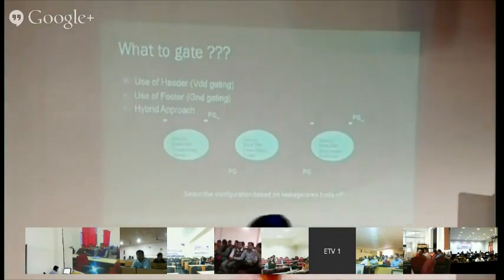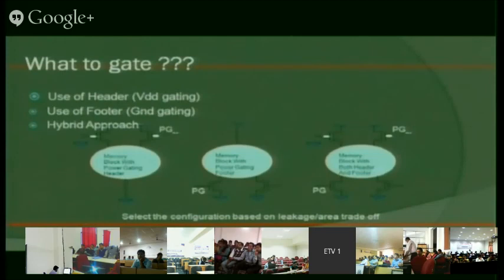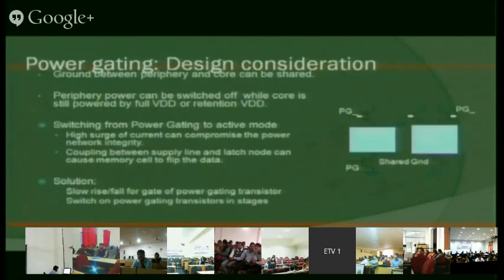But the circuit becomes very complicated, as you have seen. By using these kinds of things, it becomes very complicated. But you can reduce the power. So this is a trade-off. There are so many techniques, but it is a complicated trade-off between them. So peripheral power can be switched off while the core is still powered by full VDD or retention VDD. So there are various power gating schemes.